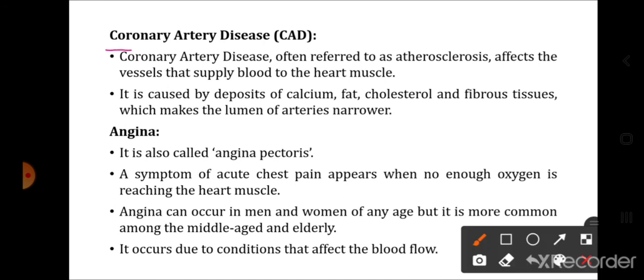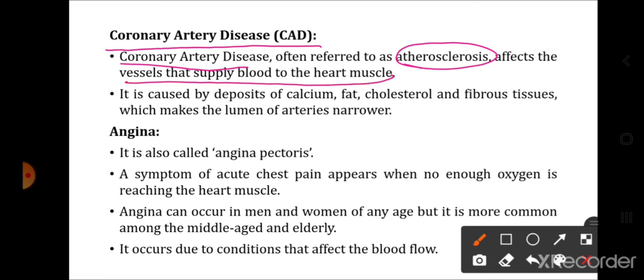The next one is coronary artery disease, also called CAD. This disease is commonly referred to as atherosclerosis. Basically, atherosclerosis affects the blood vessels that supply blood to the heart muscle. So basically, coronary arteries supply blood to the heart muscles. What happens to these coronary arteries? They get blocked. Why do they get blocked? For example, this is a coronary artery. In this coronary artery, fat gets deposited.